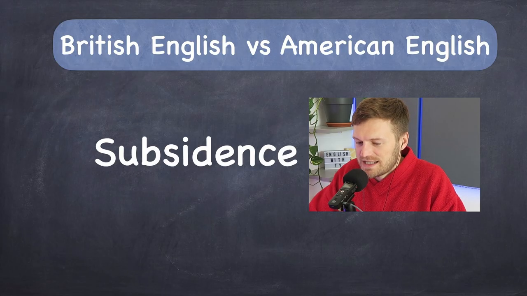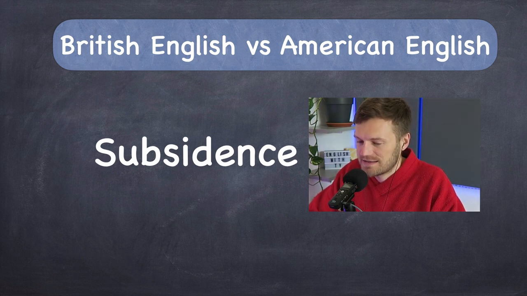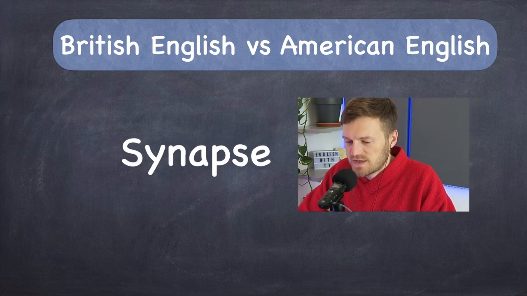The next word is spelled S-U-B-S-I-D-E-N-C-E. And in British English, this would be pronounced subsidence. Now again, not everyone would pronounce it that way. But many people do. My point is that the I is once again like an U, so like the earlier words I discussed. And in American English, it would be more like subsidence, with an I sound this time for the American version.